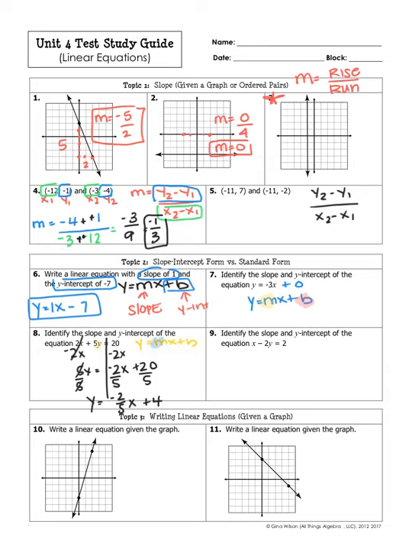So then notice, remember the m is the slope. So my m is negative 2/5. My b is the y-intercept. So my y-intercept is 4. And that would be the answer. So you're going to do the exact same thing for number 9.